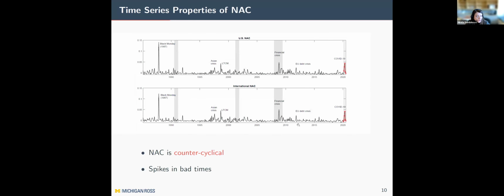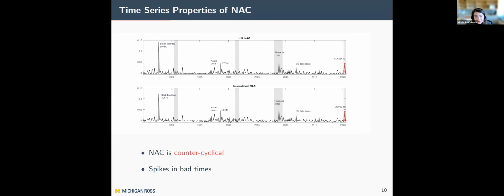All right, so let me show you how the time series properties of this extracted nonlinear arbitrage correction are going to behave through time. In the top panel, I'm plotting the US one. In the bottom panel, I'm plotting the international one. The data goes from 1985 until 2020. And you see that in both cases, it's going to hover around the mean of 0, but most importantly, it's going to spike during bad times. And it's going to spike especially during Black Monday, but also during the financial crisis or the COVID-19 crisis.